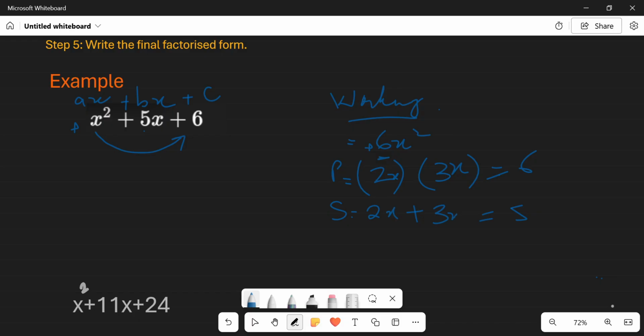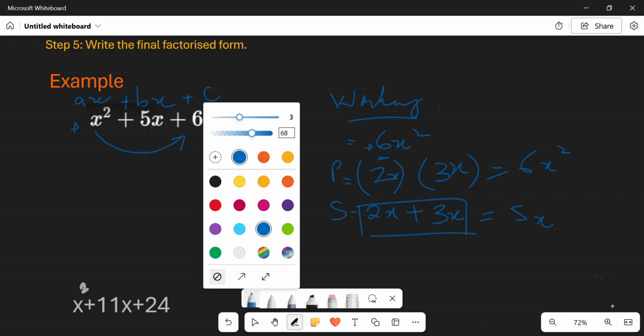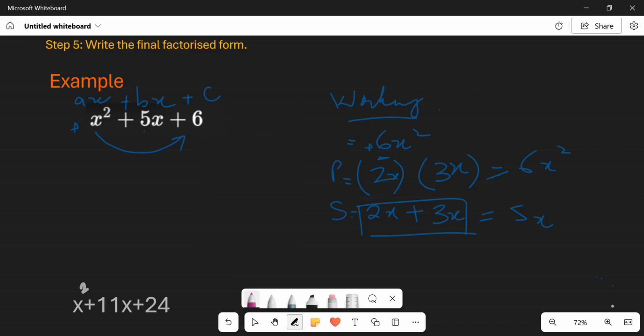2x and then 3x. So when we add them, it gives you 5x, and when we multiply 2x and 3x, it gives you 6x squared. Right? So now we have found two factors. These are the two factors. Okay. Now, how to solve further?